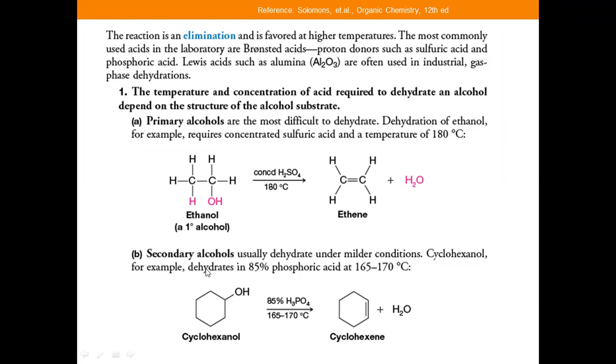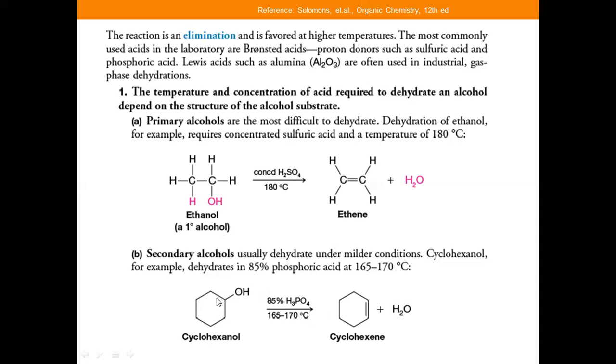For secondary alcohols, the dehydration proceeds under milder conditions, unlike the primary alcohol. So let's say we do the primary alcohol's dehydration at 180, the secondary can be done at a lower temperature and a much more dilute concentration. Let's say 85% phosphoric acid, like in this example, and we can obtain our product.